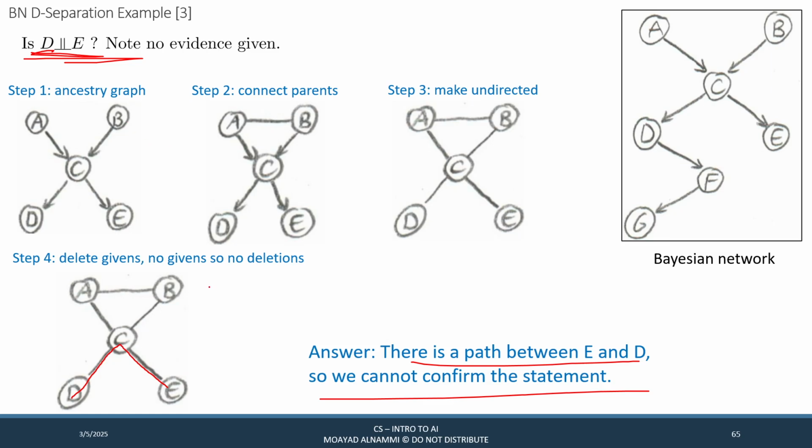And so because there is a path, we cannot confirm the statement, meaning I cannot confirm D is independent of E. So just as a recap, to answer whether or not the variables are independent, you will need to follow these 4 steps. After following these 4 steps, at the end, you need to say, is there a path between E and D or the variables? If there is a path, then you cannot confirm the statement. If there is no path, then yes, independence holds.